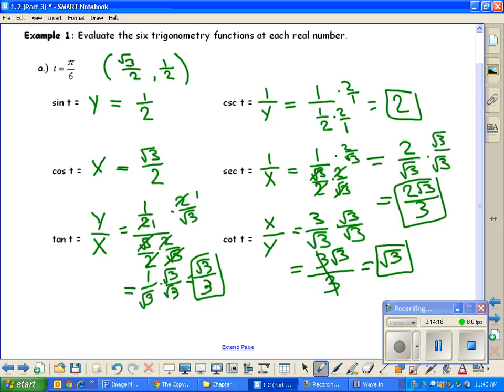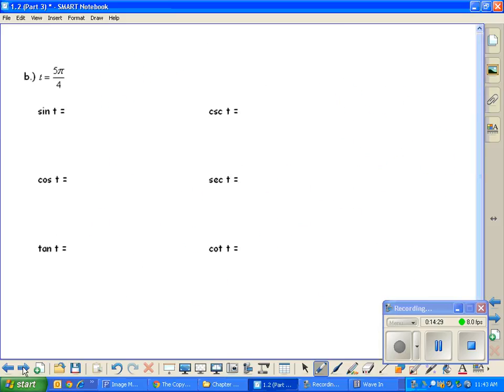Are we clear on what's going on there? All right, let's move on. We don't have any questions. We're clear on how we're finding all these using our coordinates. All right, 5 pi over 4. What's our coordinate for that? You are exactly correct. Negative square root of 2 over 2, negative square root of 2 over 2.